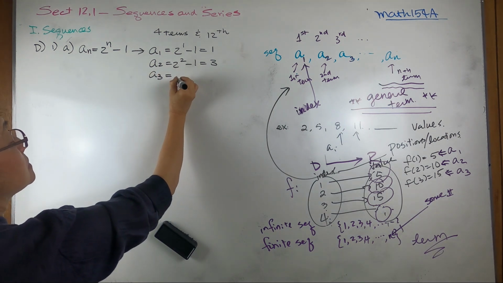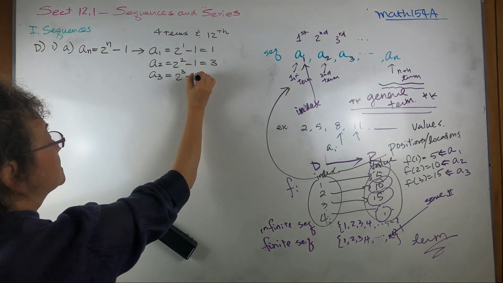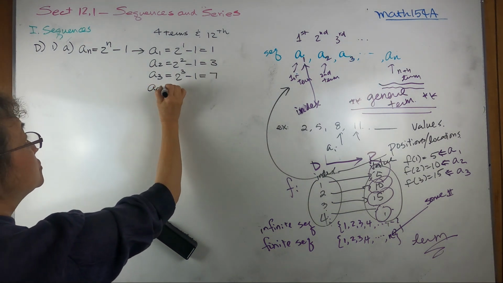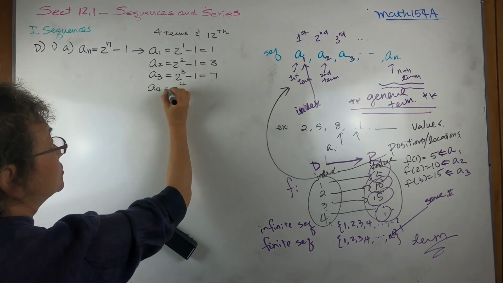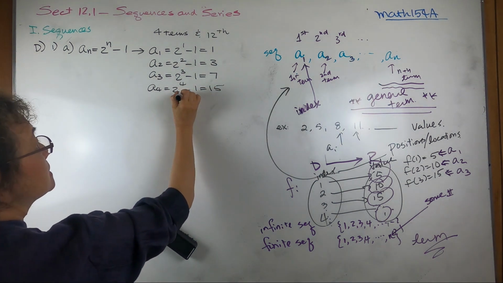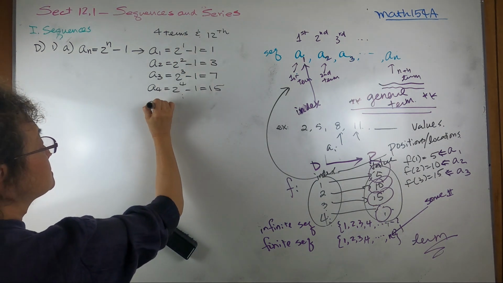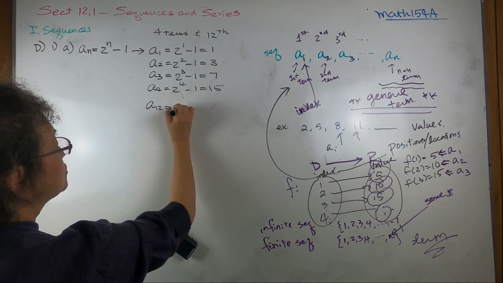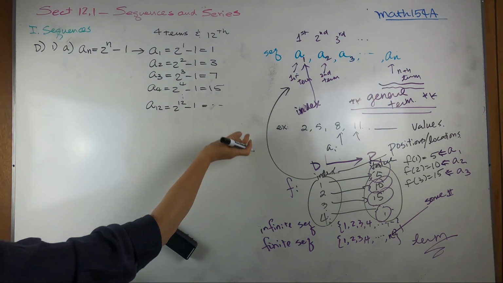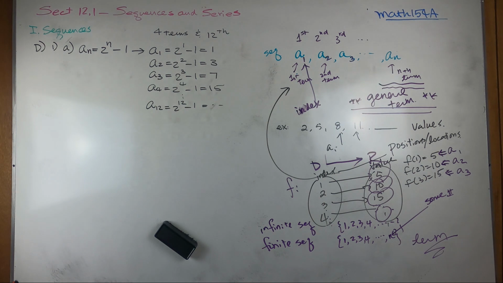A3 would be what? 2^3 minus 1 would be 7. 2^4 would be, A4 would be this, right? That's what I mean. Then how about the 12th term? So that would be A12, 2^12 minus 1. Then you can put it into the calculator to find the numbers.